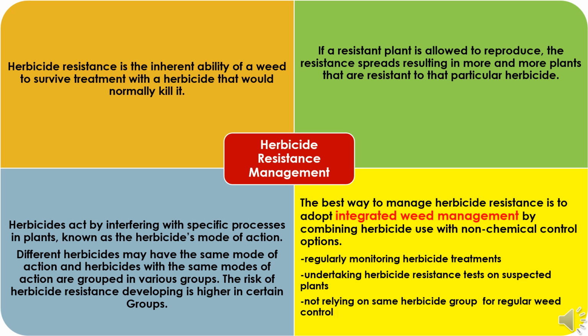Regularly monitoring the results of herbicide treatments and looking out for resistant plants is very important. And we have to undertake herbicide resistance testing on suspect plants that survive herbicide treatment, and not rely on the same herbicide group for regular weed control. Rotating treatments using herbicides from different groups is recommended.